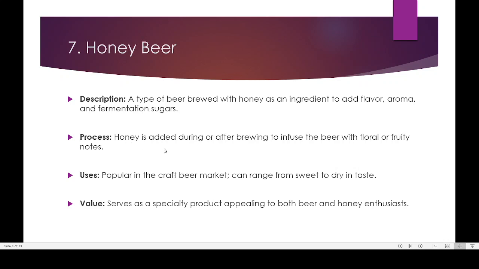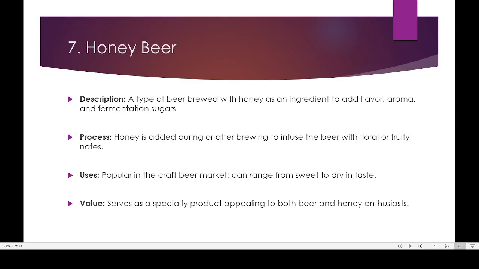The honey is added during or after brewing to infuse the beer with it. It's normal beer mixed with honey. That is a honey beer. Even if you go to European countries, they sell honey chicken. Honey chicken is almost like a normal chili chicken with some honey in it.